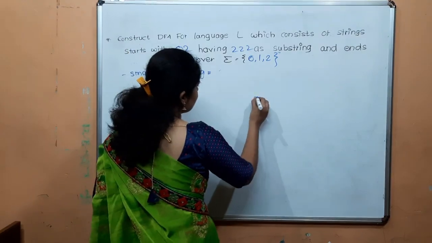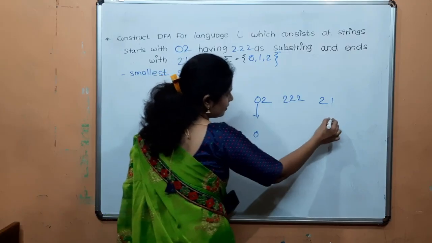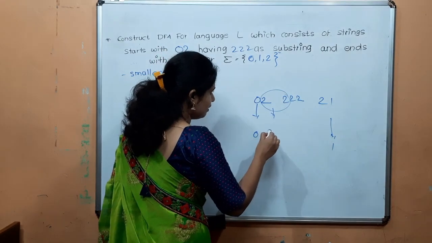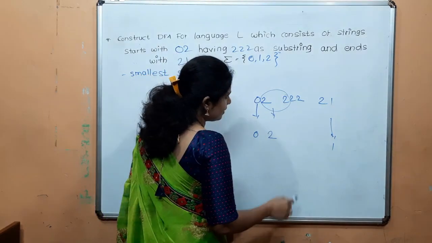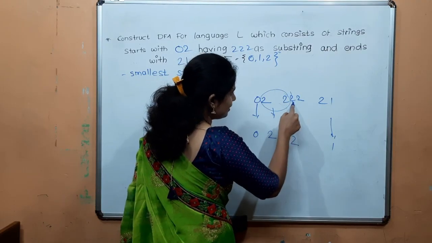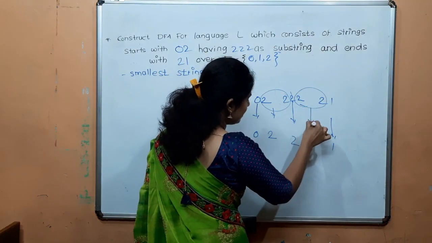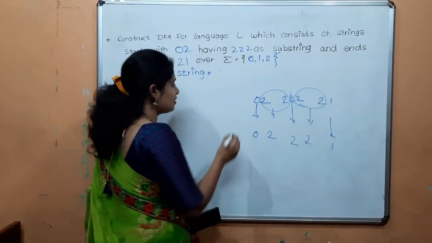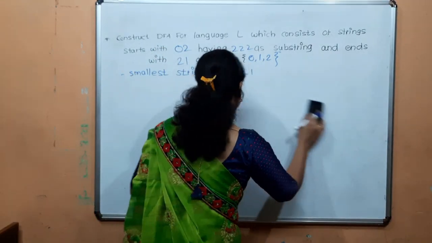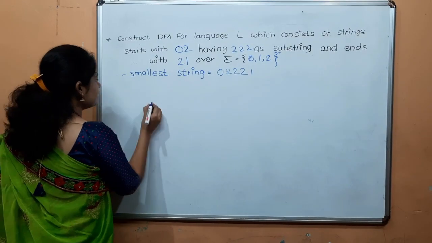See here, starts with 0, having 222, ends with 21. 0 as it is, 1 as it is. From these two we can take only 1, 2. Then these two as it is. That is the total condition. So the minimum string will become 0, 222, 1.